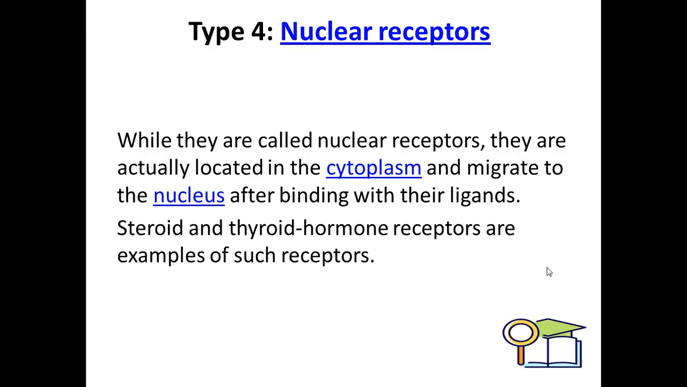Type 4, nuclear receptors. While they are called nuclear receptors, they are actually located in the cytoplasm and migrate to the nucleus after binding with their ligands. Steroid and thyroid hormone receptors are examples of such receptors. Basically, our thyroid hormone and many steroids that are produced in our body perform their function through nuclear receptors. These receptors are located on the nucleus to produce their action, or may be located in the cytoplasm.